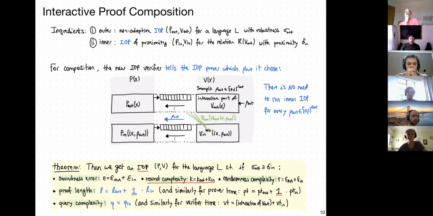Okay, so that's everything that I wanted to say. Tomorrow we'll see how we can take such IOPs with nearly optimal parameters and actually compile them to cryptographic proofs and, using crypto, get amazingly short proofs, which would still have all of the benefits that we have. And we'll also see some other applications, including hardness of approximation.